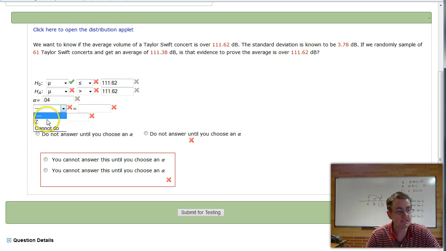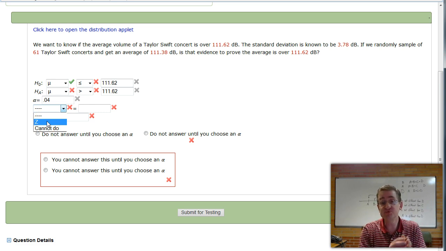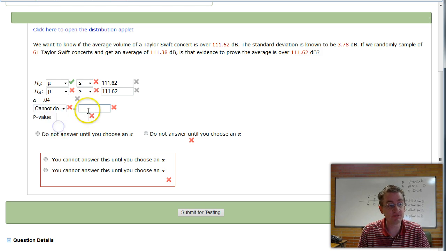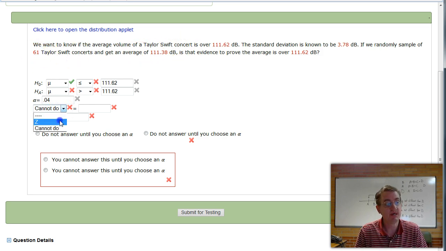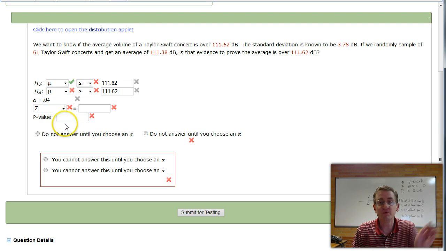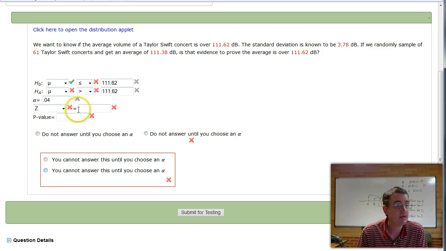And now I know this is going to be a z-score. Wait, is it cannot do? If it's cannot do, the whole rest of the question I'm going to type in cannot do. But I think this one actually can be done. 61 is more than 30, so it is actually going to be a z-score. Once you typed in those cannot do's, these questions would change to have cannot do as an option.